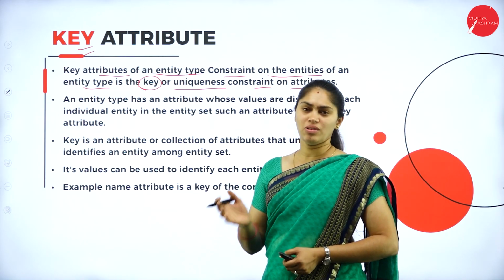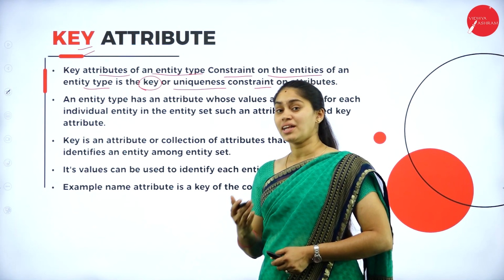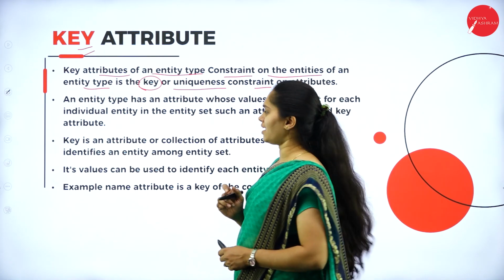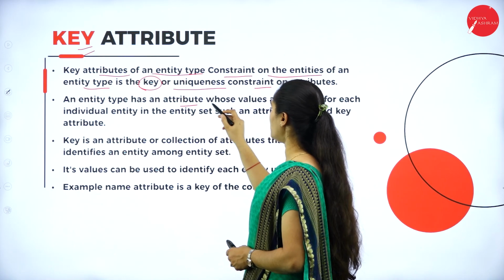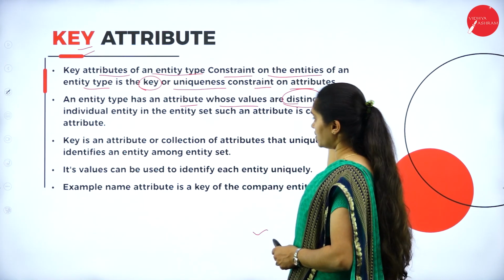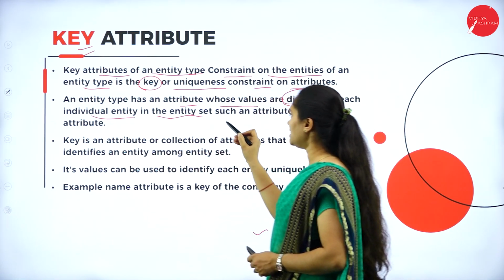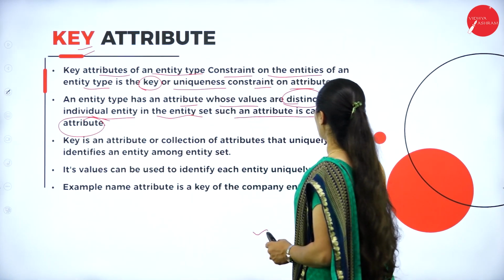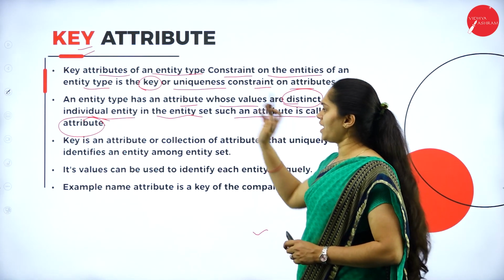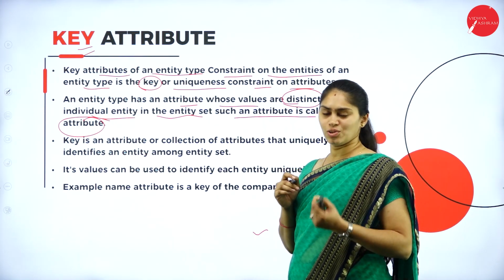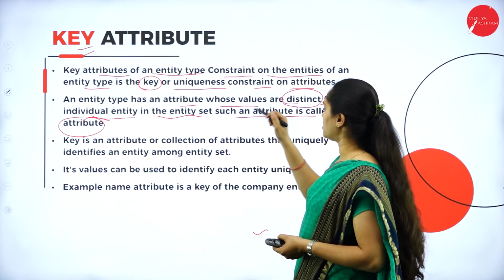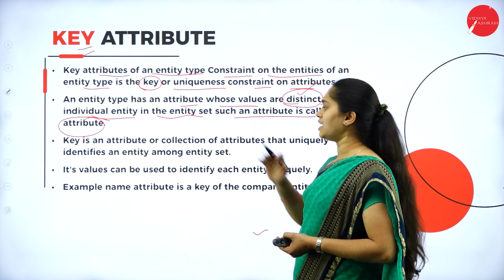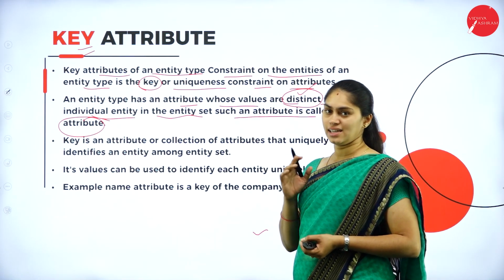So it will not have any duplicate or redundant value, so that we can improve the consistency of a database. So if an entity type has an attribute whose values are distinct for each individual entity in the entity set, then we call that kind of attribute a key attribute. You all understood here? Whenever we have this attribute, the value of this key attribute will be distinct from one individual entity to another individual entity in an entity set.